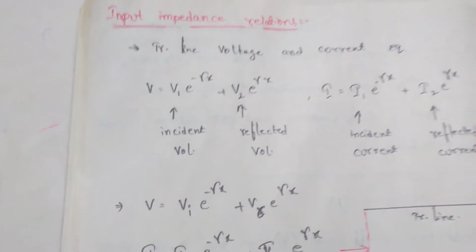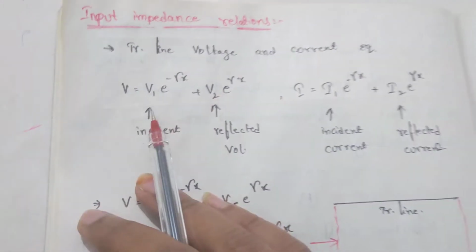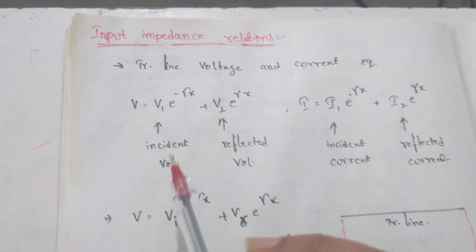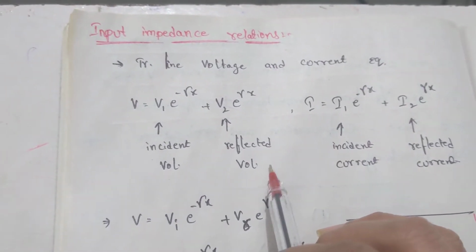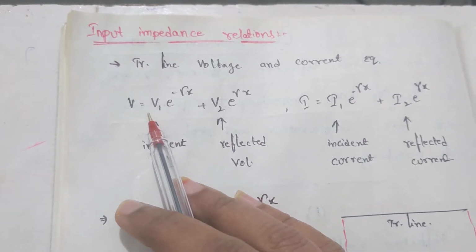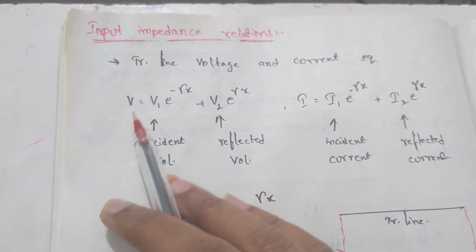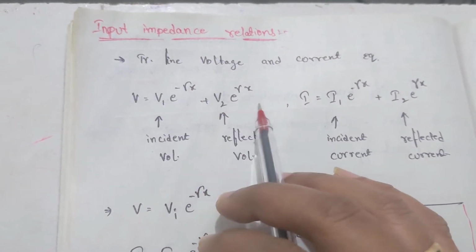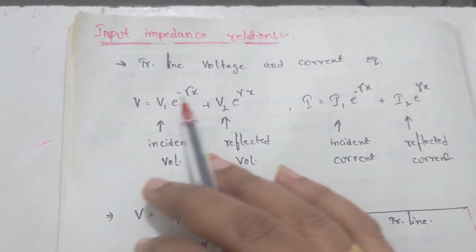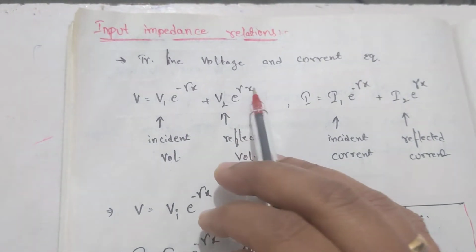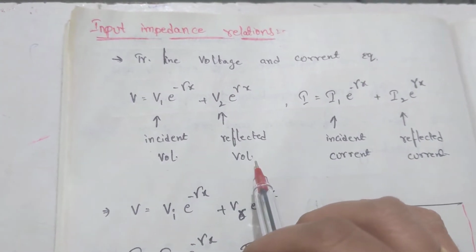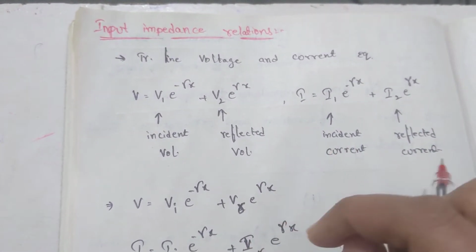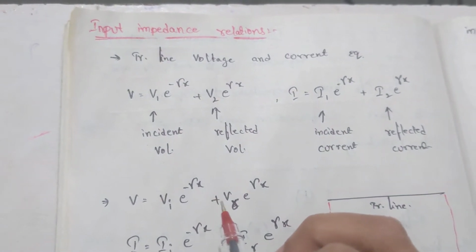Already you know from our previous videos that the transmission line voltage and current will be represented in terms of your incident and reflected voltages. So here the voltage equation will be V equals V1 e power minus gamma x plus V2 e power gamma x. The first term represents your incident voltage and the second term represents your reflected voltage. Similarly, the current will be represented with the incident current and reflected current.